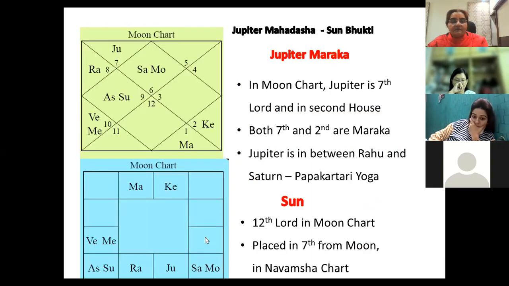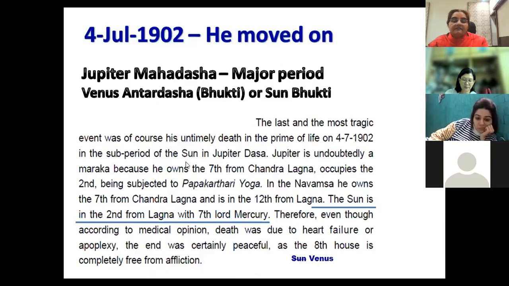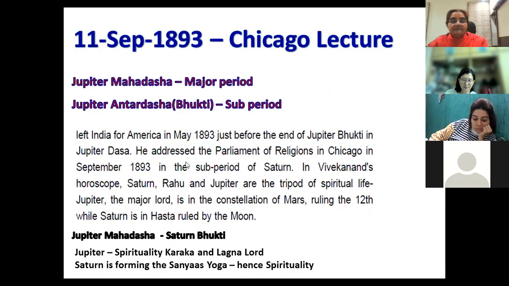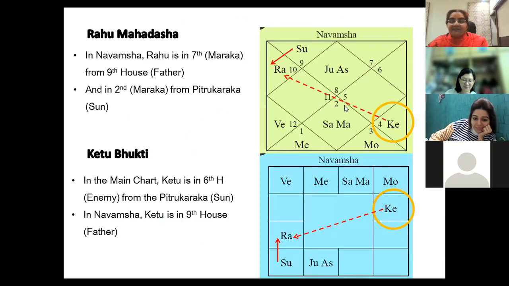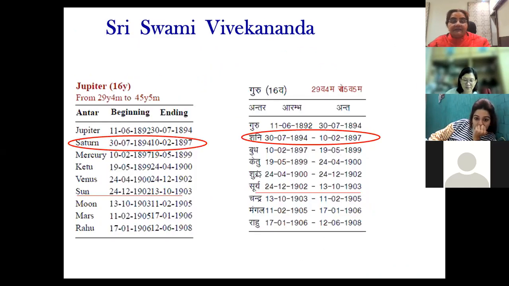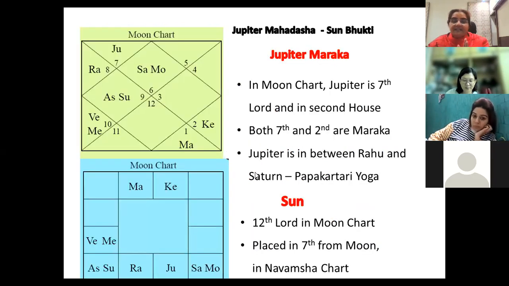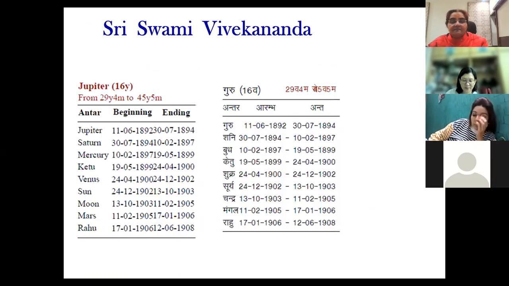So this is all about Sun. In this Moon chart, Sun is the 12th Lord and it is placed 7th from the Moon. He says in the Navamsa chart it is placed in the 7th. How will you check this much? This we are not going to check. But yes, in the Navamsa chart, it is placed in the 7th. See, 2 and 7 are Marka. That concept, we can get some clarity from this particular horoscope.